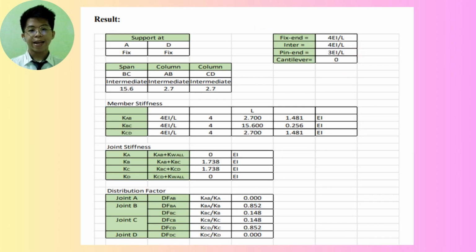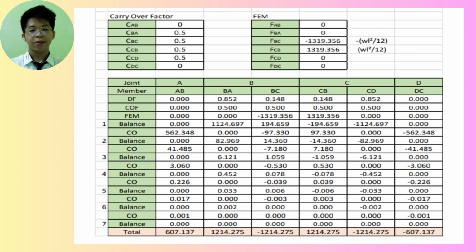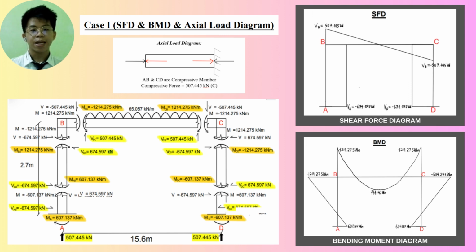After that, we analyze the moment by using the moment distribution method. The first step is to calculate the member and the joint stiffness, followed by the distribution factor for all members at the joint. After that, we proceed to determine the carryover factor and fixed end moment, where WL squared divided by 12 is used for constant UDL. Lastly, we complete the distribution table by using an Excel spreadsheet. Attached are the bending moment, shear force, and axial force diagrams obtained for case 1.